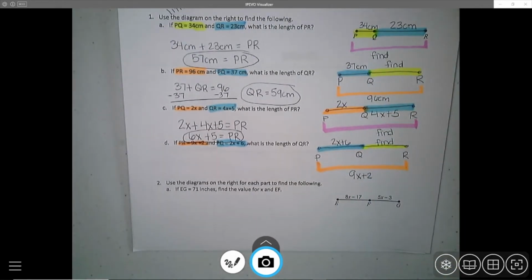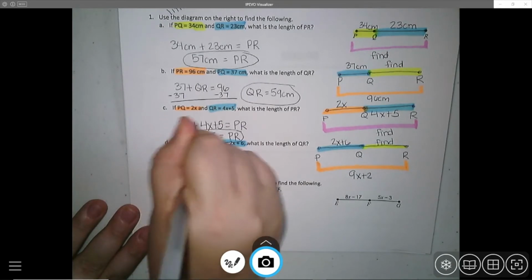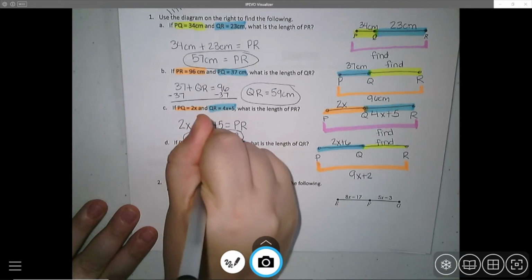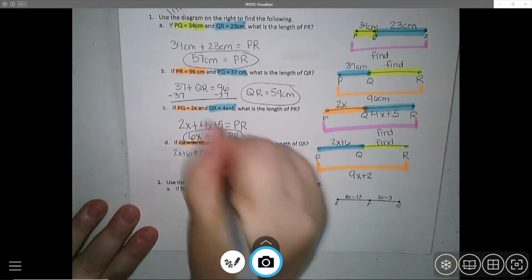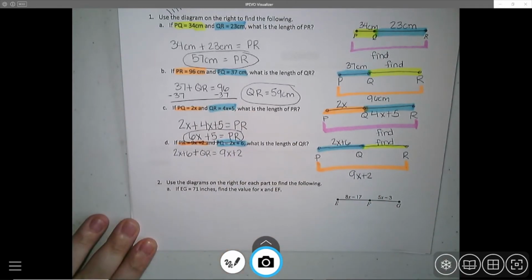Okay, I'm finding a part of a segment. Remember, segment addition is used to find either a part or the whole thing. So part plus part equals whole. One of my parts is 2x plus 6. The other part, QR, plus that part equals the whole thing of 9x plus 2. Okay, I need to get QR by itself.